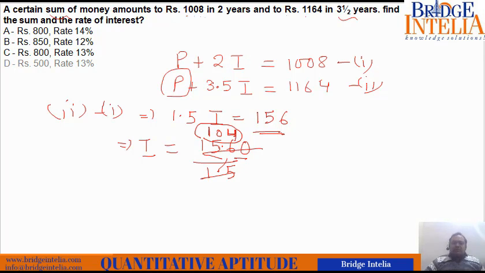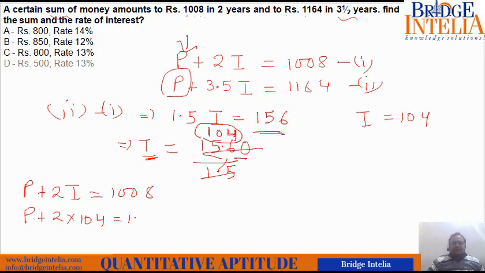So now what is the sum, or what is the principal? So we know that P plus 2I is equal to 1008. Now we know that I is equal to 104. So we substitute that here. So P plus 2 into 104 is equal to 1008. So let's see. P is equal to 1008 minus 2 into 104. 2 into 104 is how much? 208. So this comes out to be equal to 800.